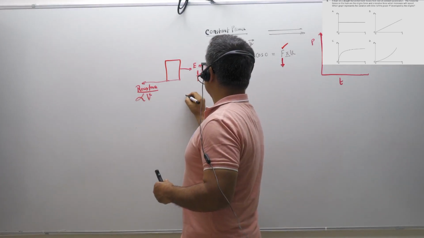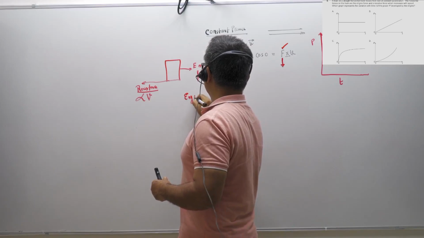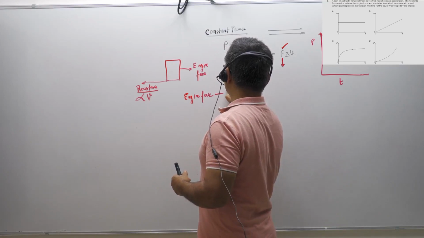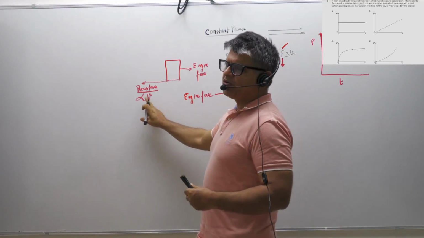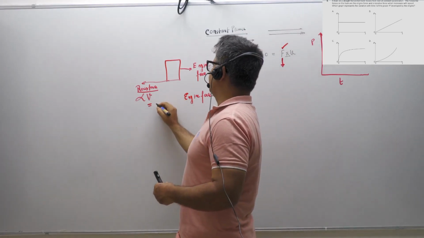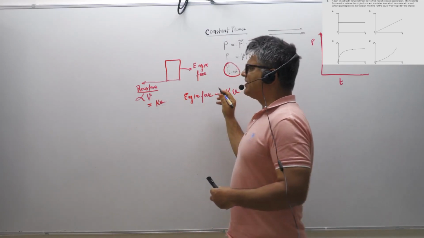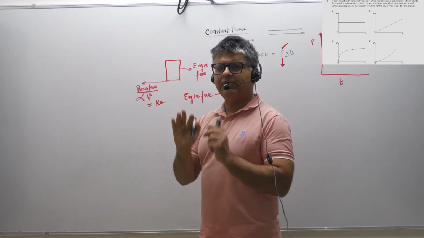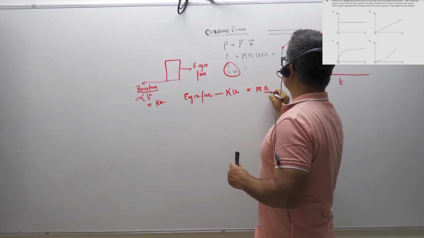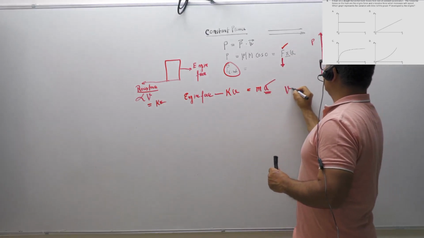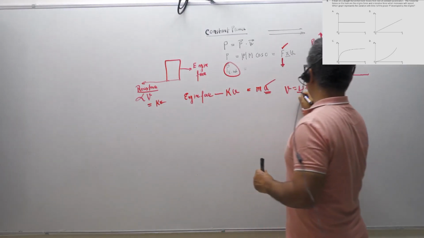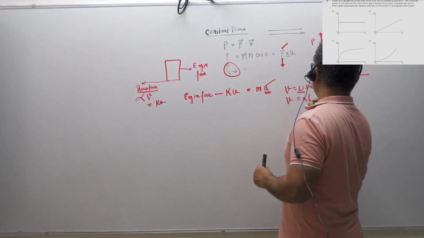So the engine force minus the resistance, which is proportional to V, so it becomes kV. The resistive force is kV, and I'm putting a negative sign because it is in the opposite direction. Now I'm applying mechanics: F minus kV is equal to ma. This is uniform acceleration where v is equal to u plus at. The engine starts from rest, therefore u is 0, so v is equal to a into t.